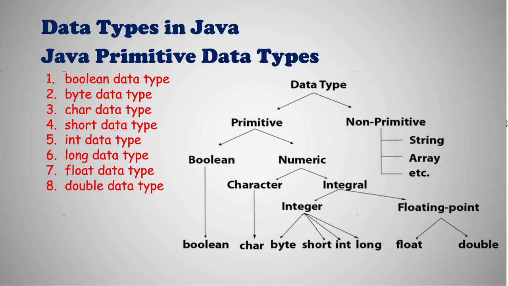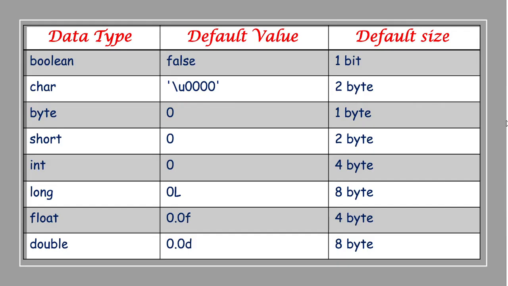Next, moving ahead with the different types of data types, we now know their size and the default value stored in them. Here, the default value of Boolean will be false. It occupies 1 bit. It's not 1 byte, it occupies 1 bit. Character, the default value is the null character, also called the Unicode character, and it occupies 2 bytes of memory.